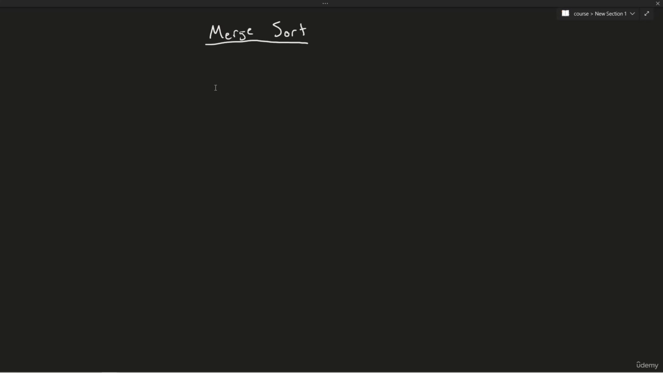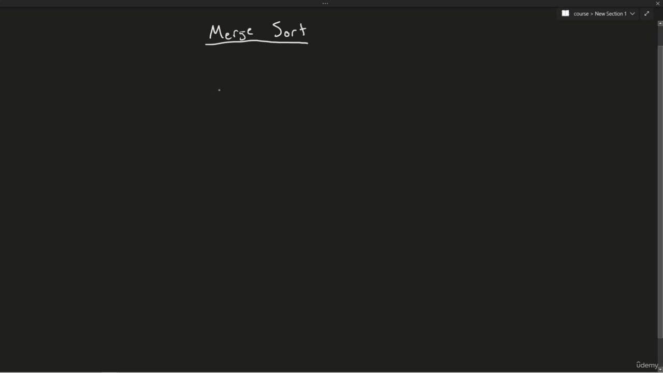With this algorithm, what we're going to do is initially divide the array into two equal halves, and then they are combined in a sorted manner. So we're going to divide and conquer and then remerge them back together into a sorted final array. So let's take a look at what that means.